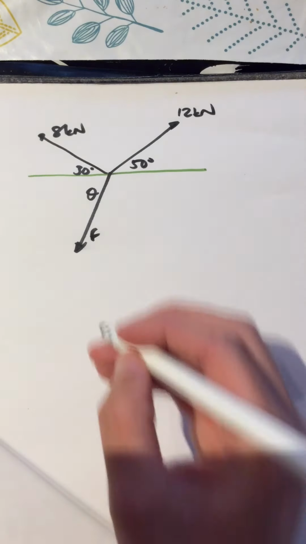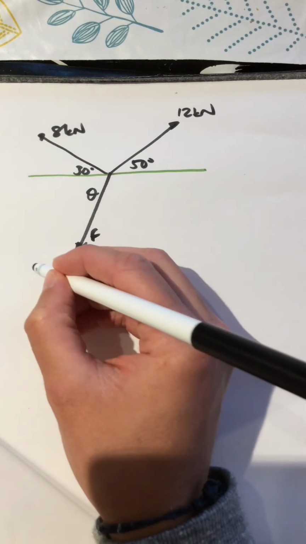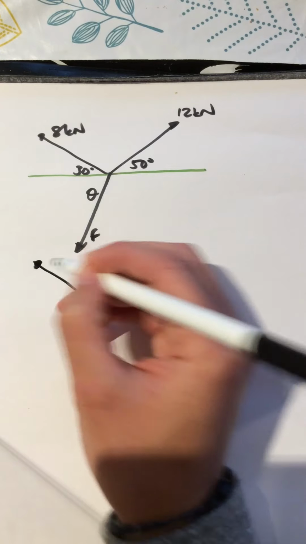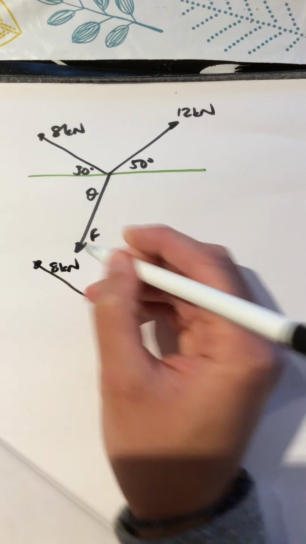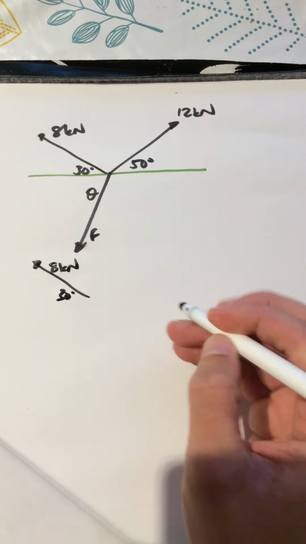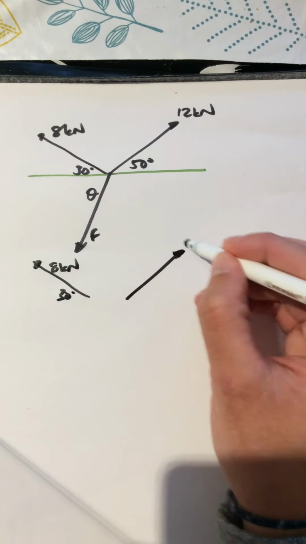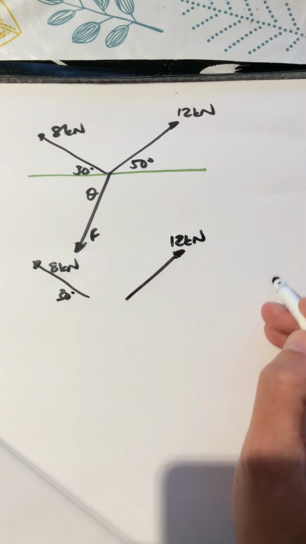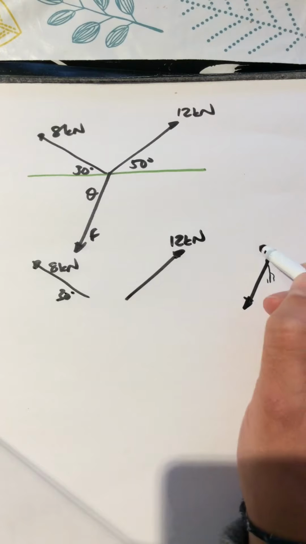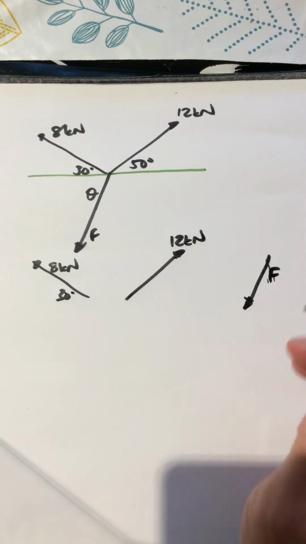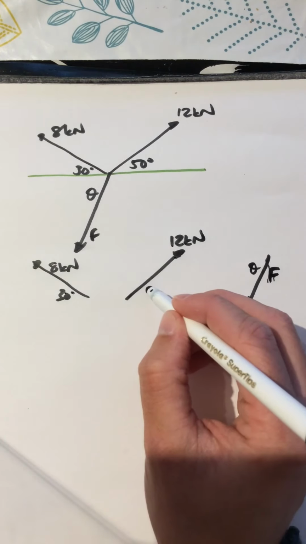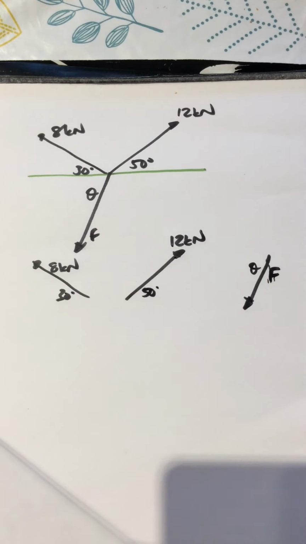So the first thing we're going to do is take our angled forces and pull them out individually. So there's my 8 kilonewton force. And we're going to resolve these into horizontal and vertical components. 12 kilonewtons at 50 degrees, and then I've got force F, which I'm going to include as well, and its angle theta. Okay, I'm going to split these up in the way I did previously.